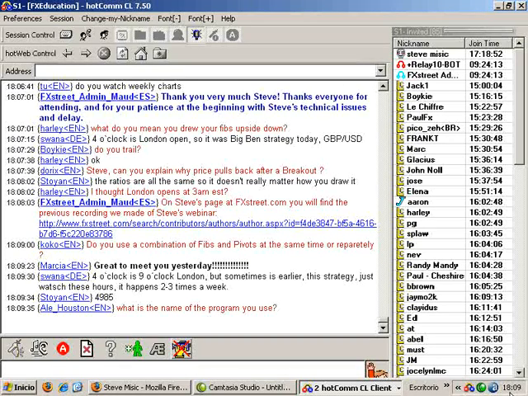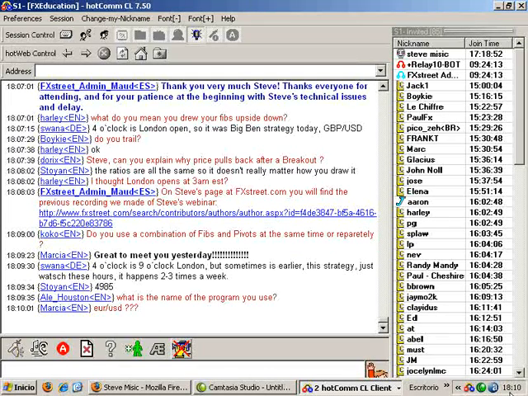Okay. Al, what I'm using is TradeStation. The charting platform is TradeStation. You can execute trades through there if you want, live or on simulator. It's a very, very flexible platform.